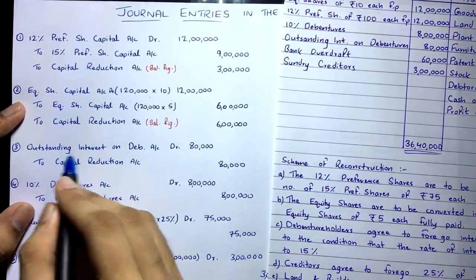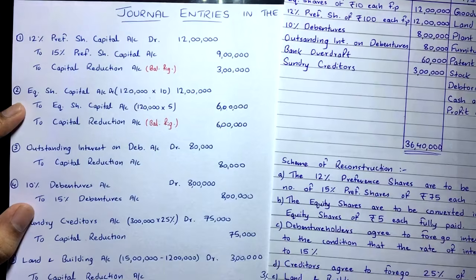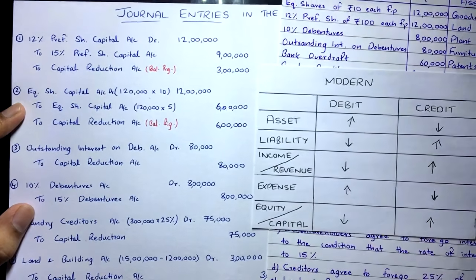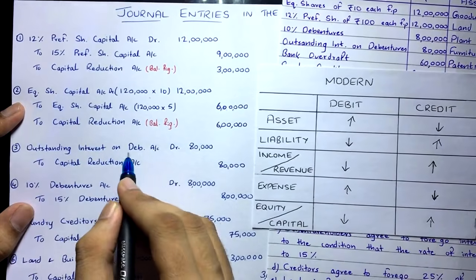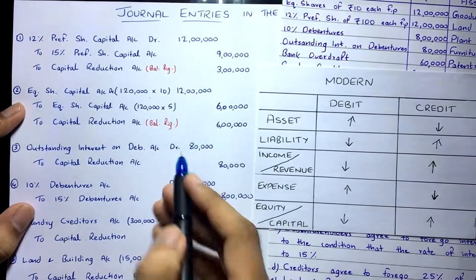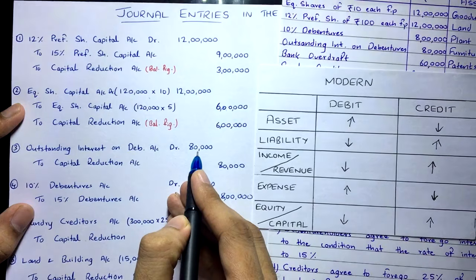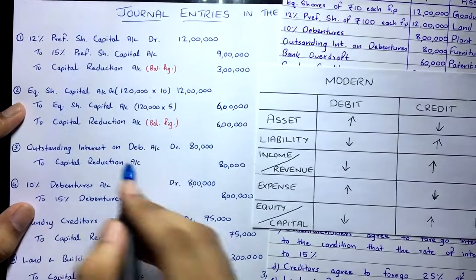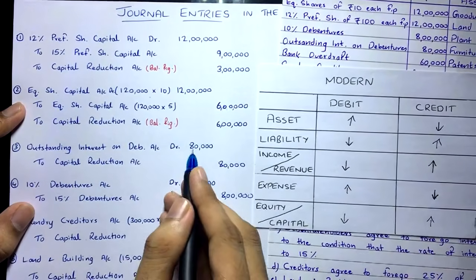Why did I debit outstanding interest on debenture? Because our liability is getting reduced. Whenever our liability reduces, we debit that. So outstanding interest on debentures account, debit 80,000. We don't have to pay that. Debenture holders have foregone the interest. So now we are gaining by this. We don't have to pay 80,000 now.